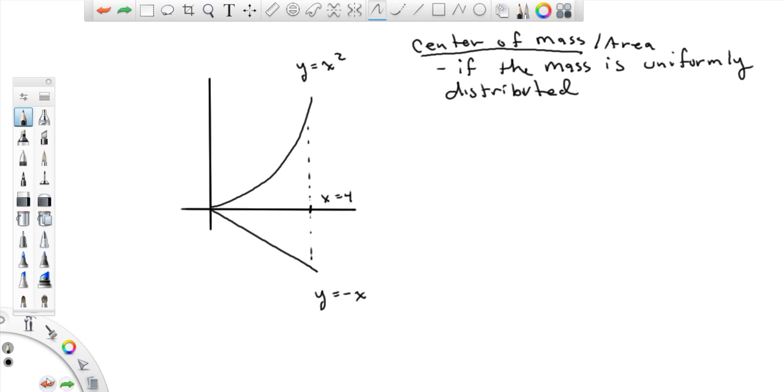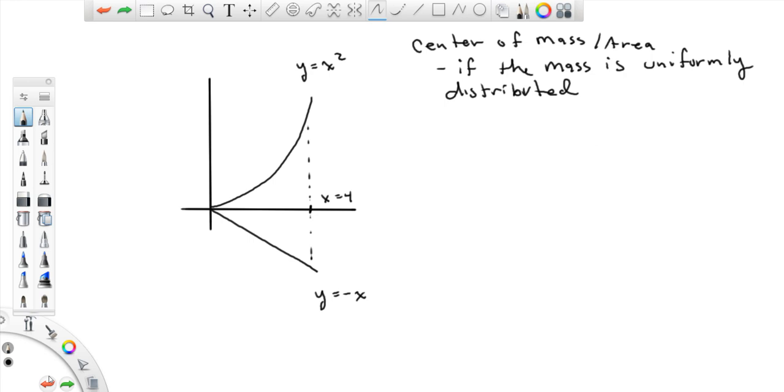Now, one thing I'd like to point out is this. The center of mass and center of area are not necessarily the same thing. Well, in fact, they're not the same thing. But if you have a geometry where the mass is uniformly distributed, then the center of mass and the center of area are in the same location.